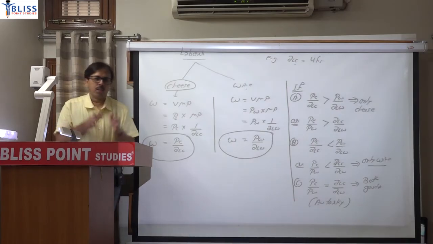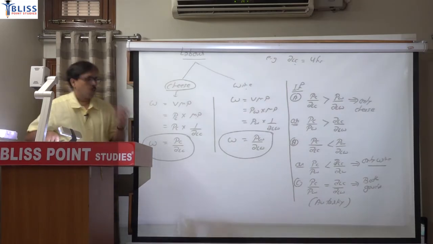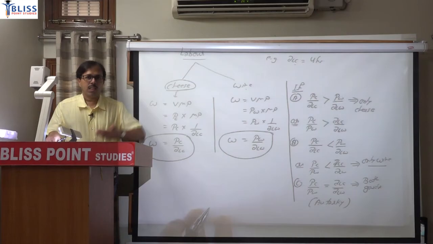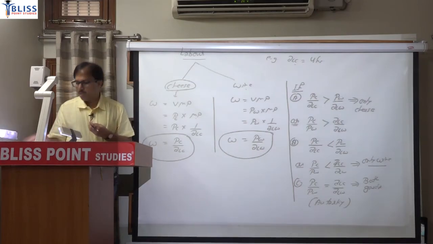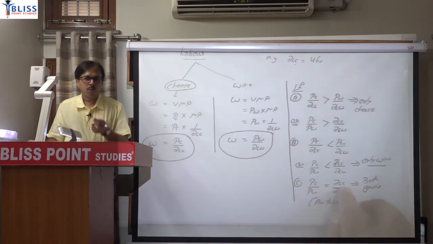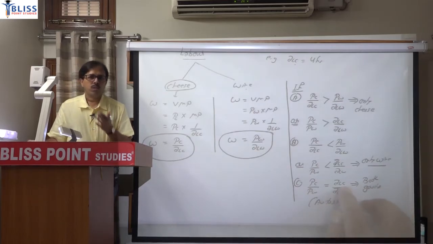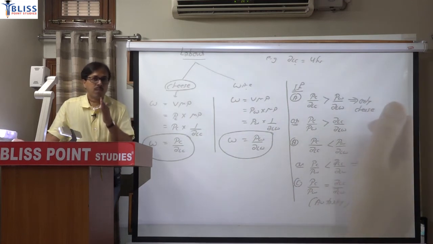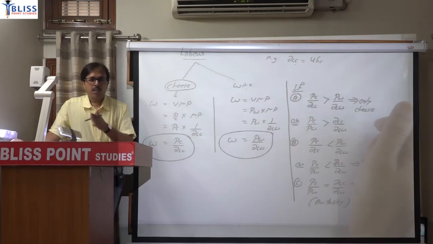Autarky means a country in isolation. So if a country is isolated, that means it is not trading with any other country, then it must produce both goods. And if it is producing both goods, then relative price must be equal to the opportunity cost. So just remember, in the absence of trade, relative price of cheese will be equal to opportunity cost.